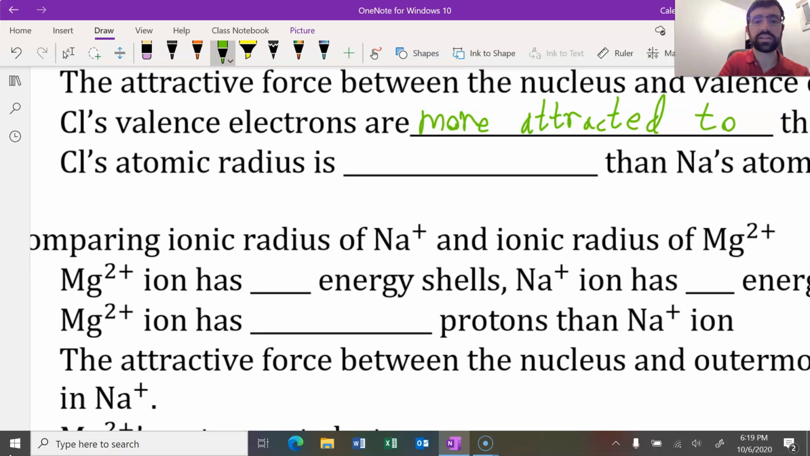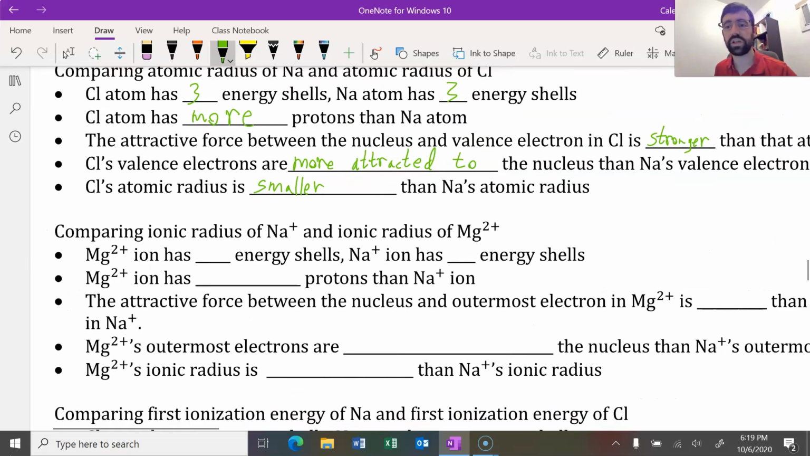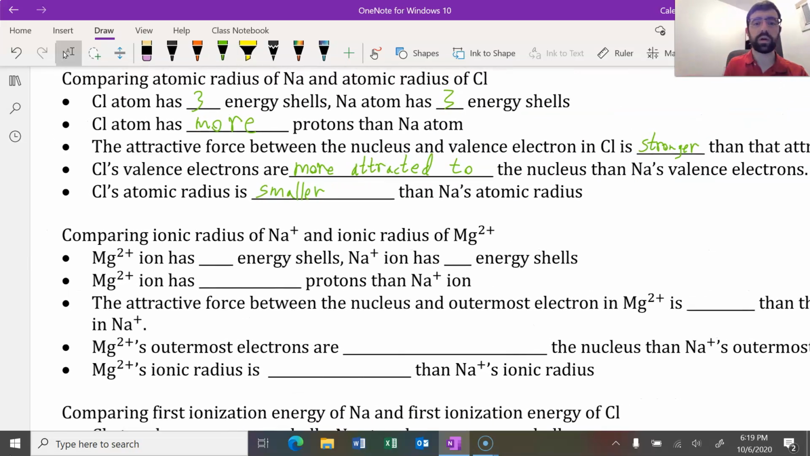Chlorine's atomic radius is smaller than sodium's atomic radius. By the way, where I said it's more attracted to the nucleus, we could just as easily, because we kind of already said that, we could just as easily say that they are closer to the nucleus. And that would be a great explanation too.